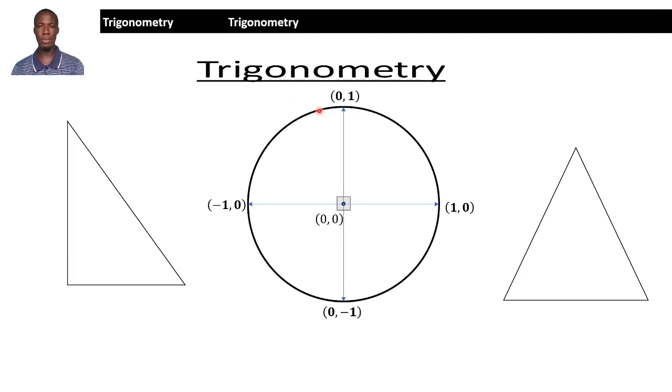Trigonometry is a mathematical concept that studies the relationship between sides and angles of triangles. We are particularly going to look at right angle triangles, but we will also look at non-right angle triangles, and that will lead us to looking at the sine and the cosine rules. And all these we are going to study in relation to the unit circle. And by unit circle, I mean a circle with radius 1 unit.